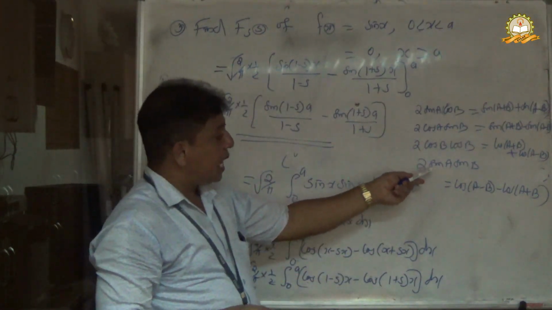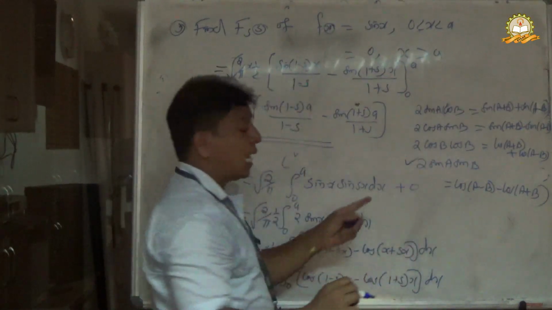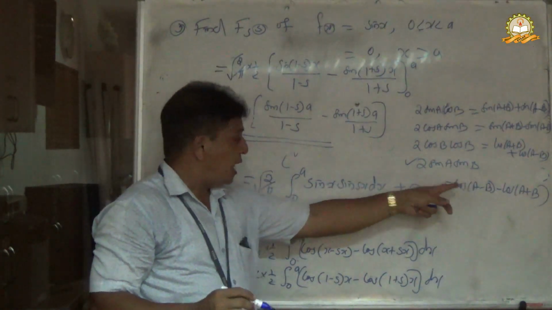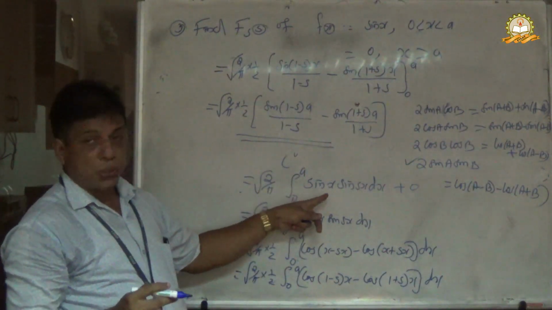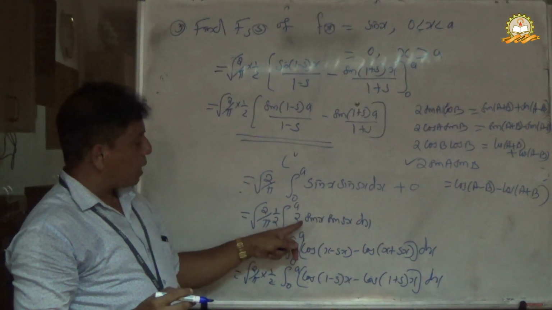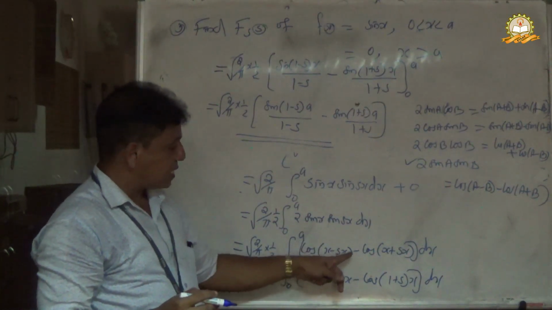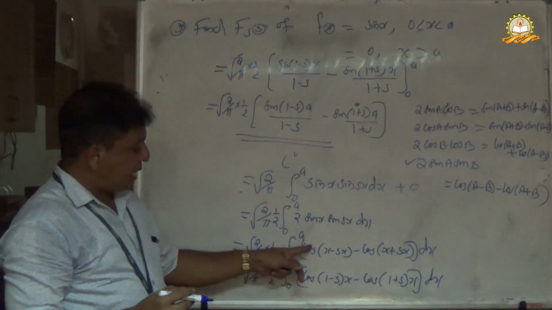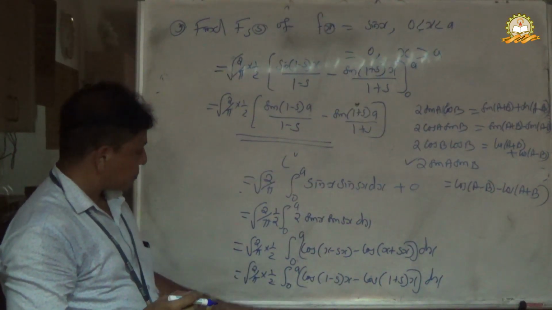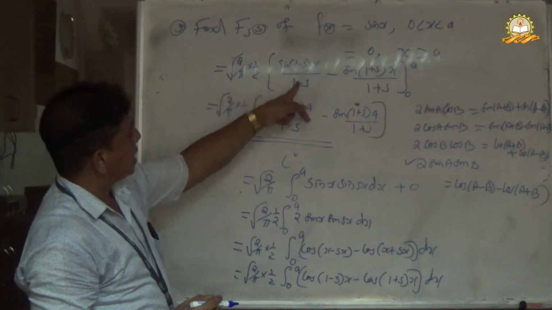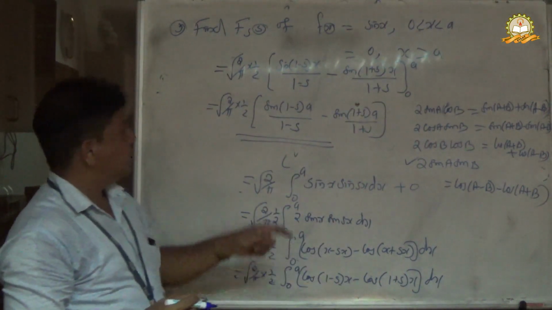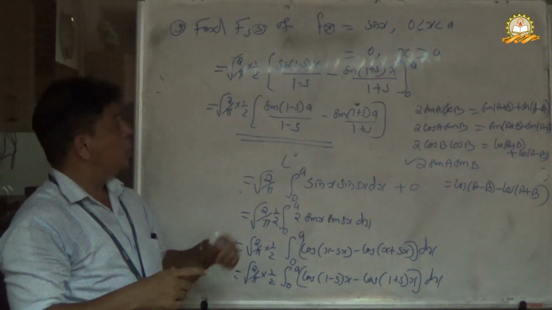Here we apply the last formula, that is 2 sin a sin b. 2 sin a sin b says that cos a minus b minus cos a plus b. We apply this formula. Here a is equal to x and b is equal to sx. When we apply this formula, 2 sin x sin sx, cos x minus sx minus cos x plus sx. Then we integrate one by one, cos 1 minus s into x gives sin 1 minus s into x by 1 minus s. Then the second part, integrate cos 1 plus s into x, sin 1 plus s into x by 1 plus s. Then applying the upper limit and the lower limit, you will get the result.